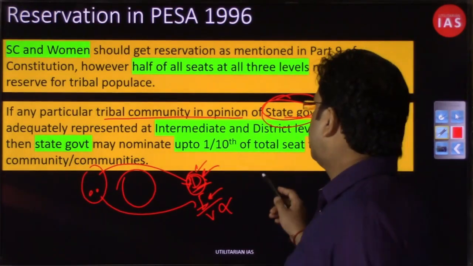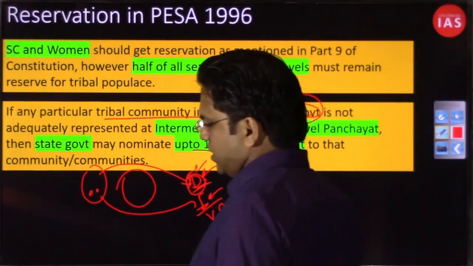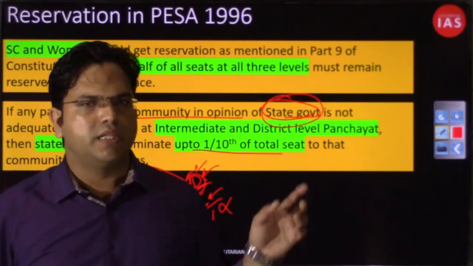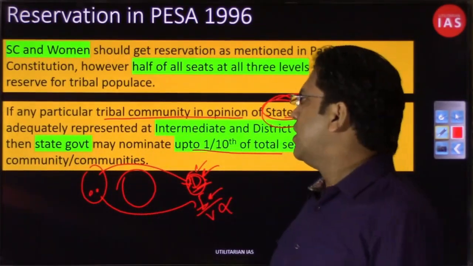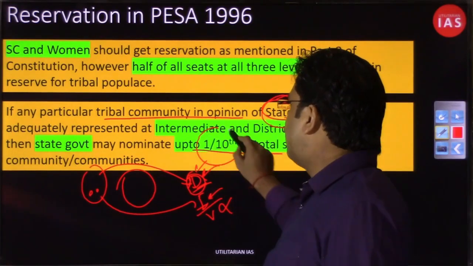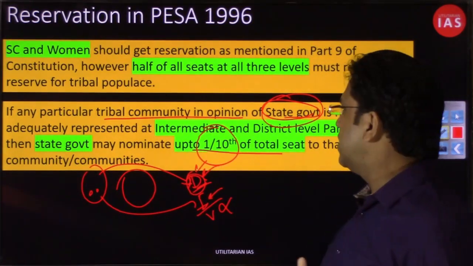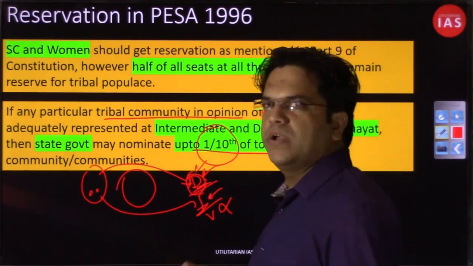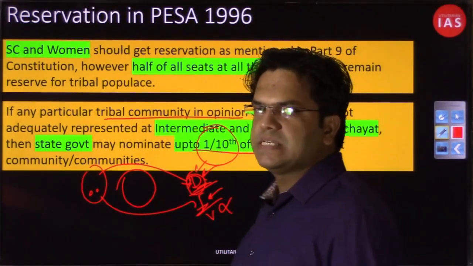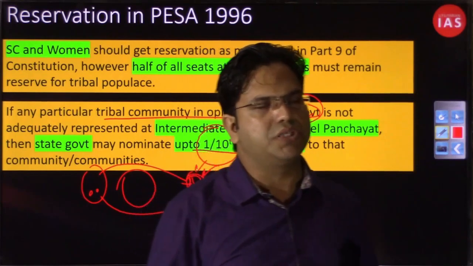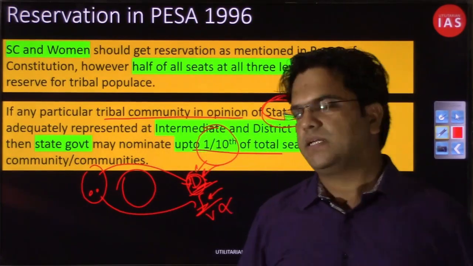I hope you have clarity on that point. But one thing the state government must ensure is that the nominated seats at the district level and intermediate level must not exceed 1/10 of the total number of seats at the district or intermediate level. So this was all about the provisions of PESA, right? PESA, Panchayat Extension to the Scheduled Areas Act 1996.